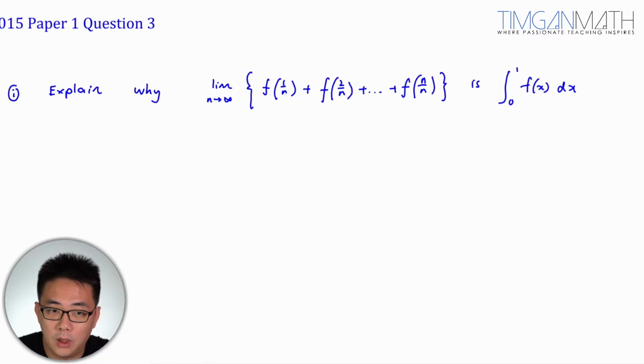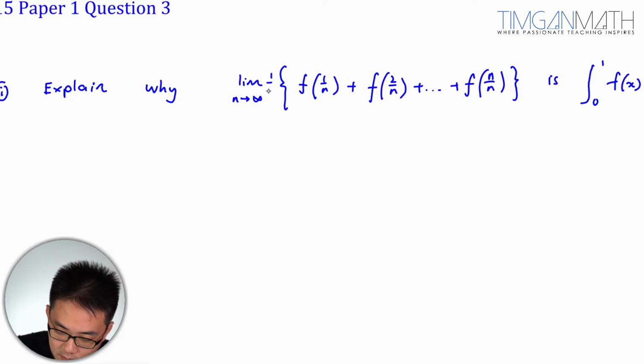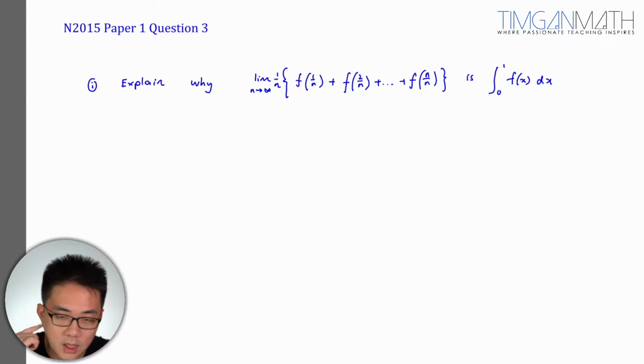You're told, given that f is a continuous function, meaning there's no break in between, to show with the aid of a sketch, or rather explain why this limit here is equal to this. Sorry, there's a 1 over n in front. Let's see how we can do that.